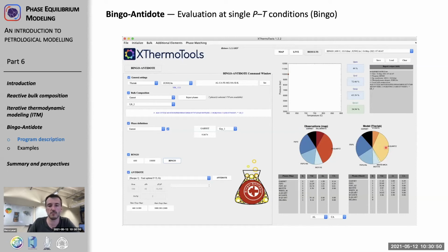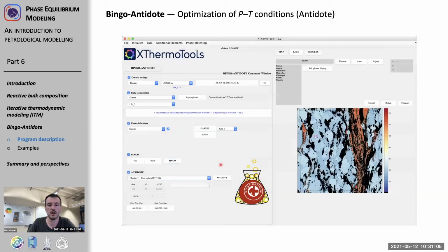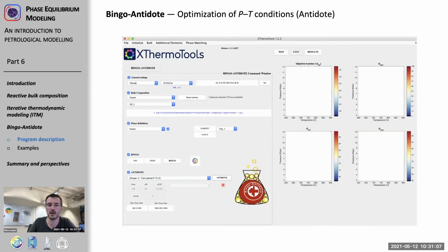There is alpha quartz and beta quartz, and you see it's not the right quartz in the model. So of course you can play with Bingo. You can increase temperature, decrease pressure. You might go to the sillimanite stability field and find the perfect match. Or you can select Antidote, and the program will try to find the optimal conditions for you.